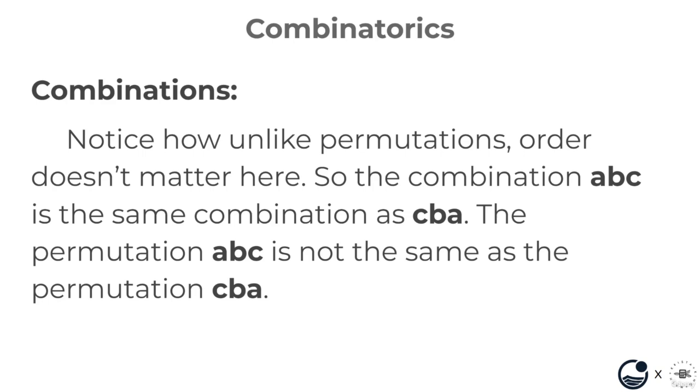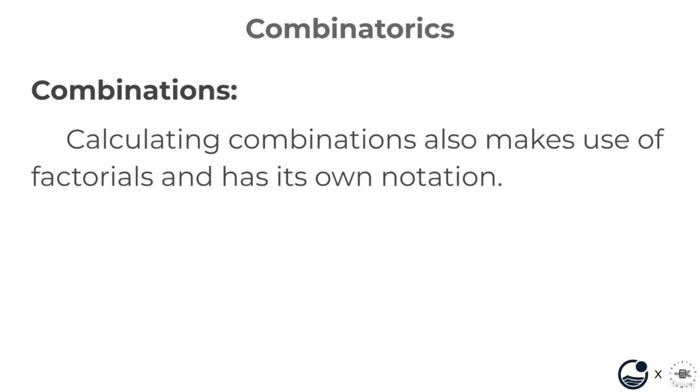But just keep in mind, combinations: order doesn't matter. So ABC is the same combination as CBA. Permutation: arrangement, ordering does matter. That means ABC is not the same permutation as CBA. Now let's actually show you how to calculate combinations.